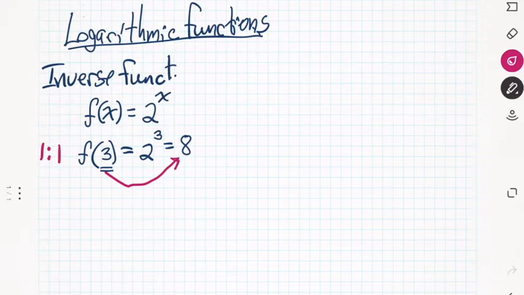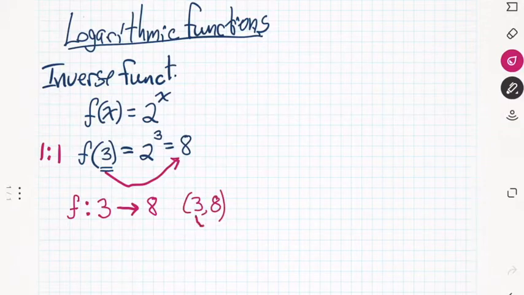Okay, so another way of looking at this is if we look at f as a function of an individual value in the domain, 3, and it brings you to an individual range value of 8. So we can read this as f takes 3 and brings you to 8. Shorthand notation for this is literally the coordinate, 3 brings you to 8. So if we're talking about an inverse, it's denoted this way, f inverse, should take 8 and bring you back to 3.